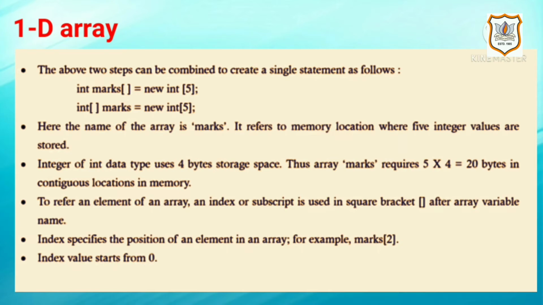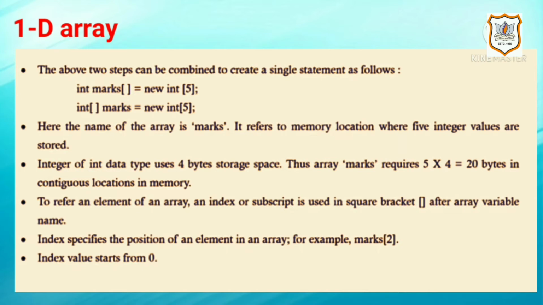Here, the name of array is marks. It refers to memory location where 5 integer values are stored. Integer of int data type uses 4 bytes storage space. Thus, array marks requires 5 multiply 4 equal to 20 bytes in contiguous locations in memory.